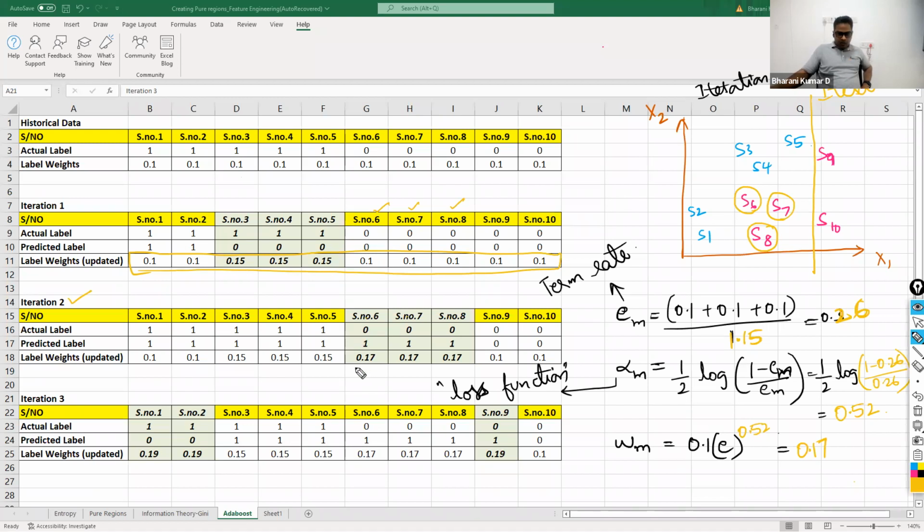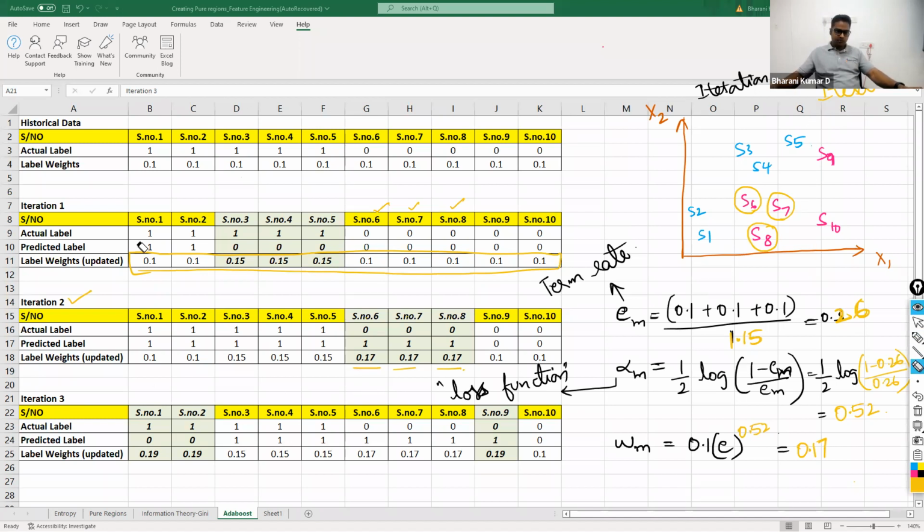That is the reason why we're giving a weightage of 0.17 to the misclassified entries. The weightage that you keep providing for the misclassified entries will keep on increasing so that the chance of them getting selected in the next algorithm is higher in the training data. Okay, done. Now the third classification, or third iteration rather.